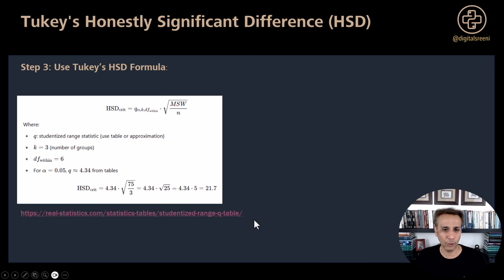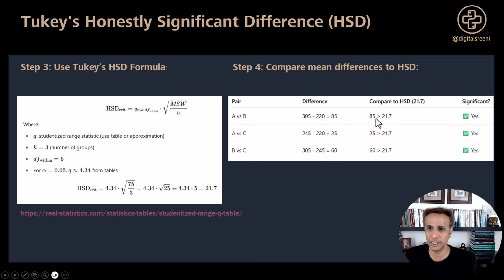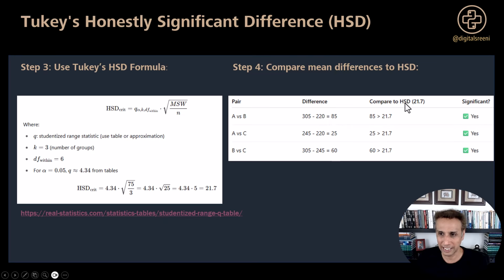You plug that in and you get a value of 21.7, and then you compare the mean differences to HSD. Like A versus B, it's 85, because A mean is 305, B is 220, so it's 85, then 25, 60, and you compare that to the HSD and ask, is this a significant difference? Yes, yes, and yes. In our case, A and B, A and C, and B and C all differ from each other. This is basically Tukey's HSD test.